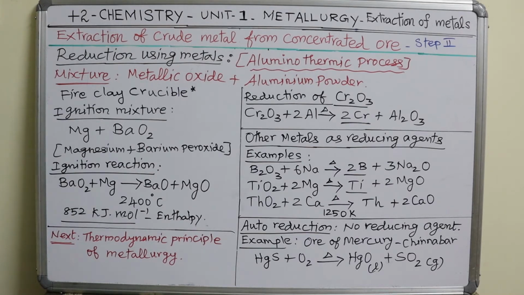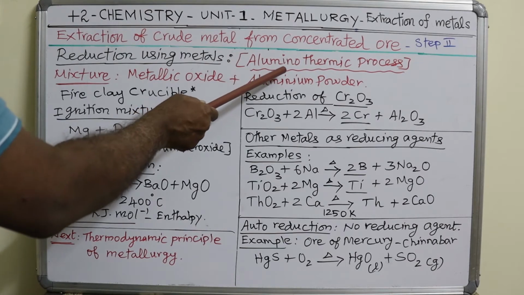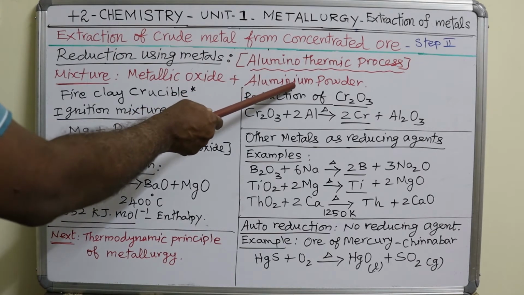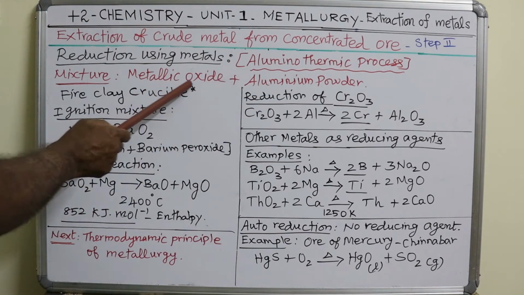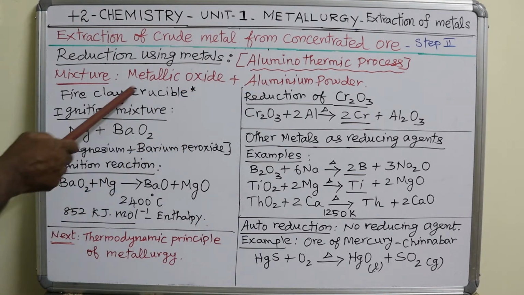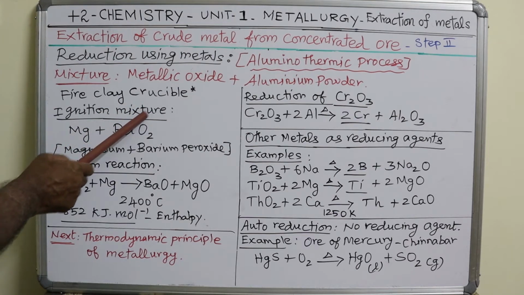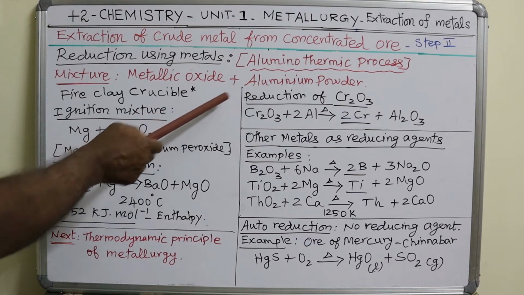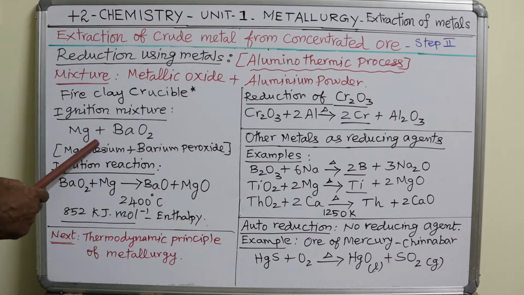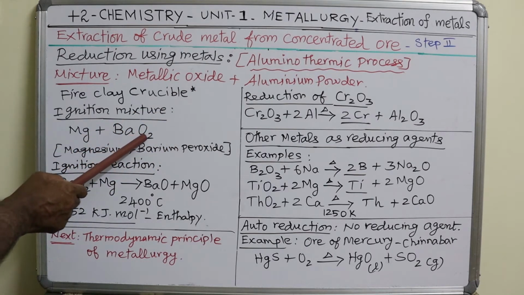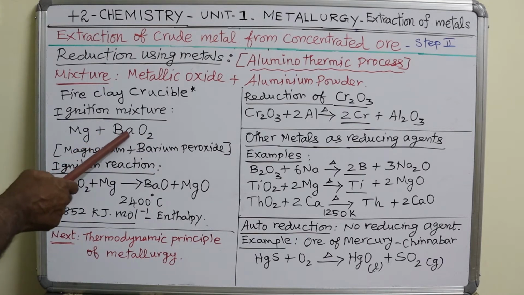In this, the aluminothermic process, aluminium powder is used as a reducing agent. Metallic oxide is taken and aluminium powder is used. This reaction is carried out in a fire clay crucible. This is a very important keyword to be written. There is also an ignition mixture mixed with metallic oxide plus aluminium powder: Mg and barium peroxide. These two are called the ignition mixture.